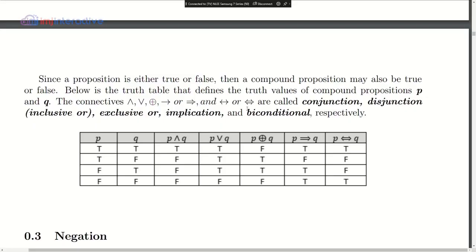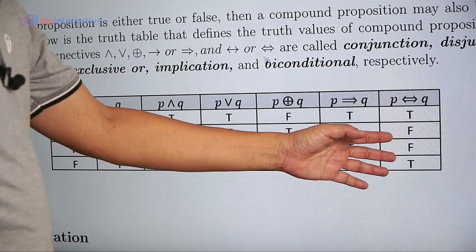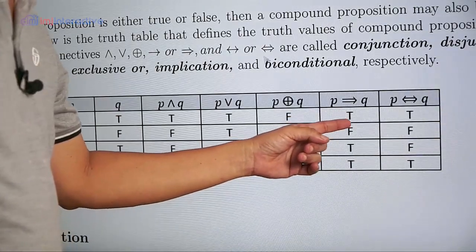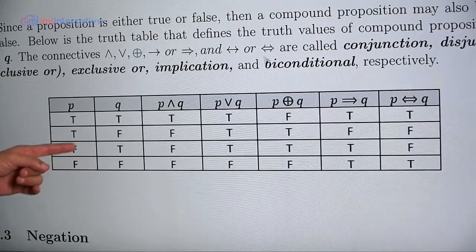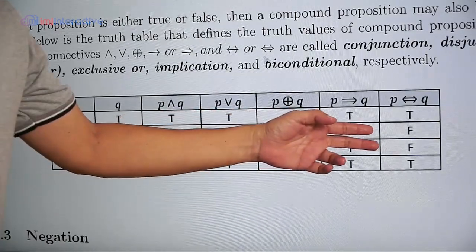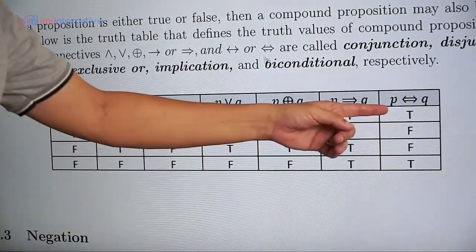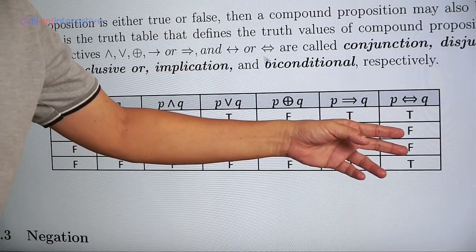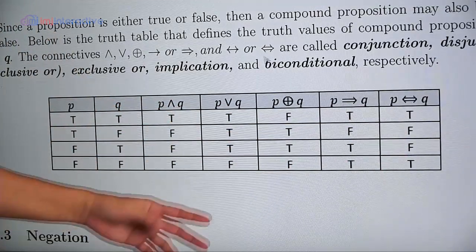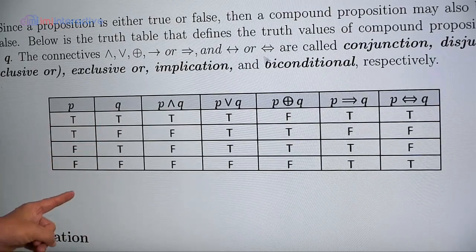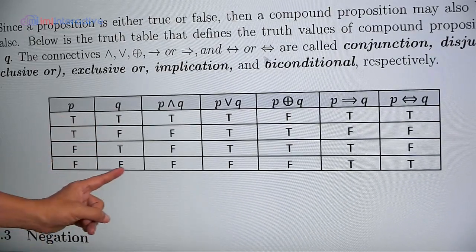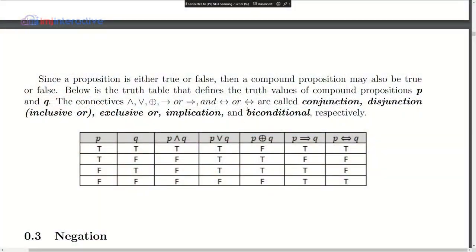For a biconditional statement, a biconditional is a combination of two implications. So, if you have a combination of true, false, or false, true, it will be false. So, for a biconditional statement, it will only be true if both are true, if both P and Q are true, or if both P and Q are false. Next, negation.